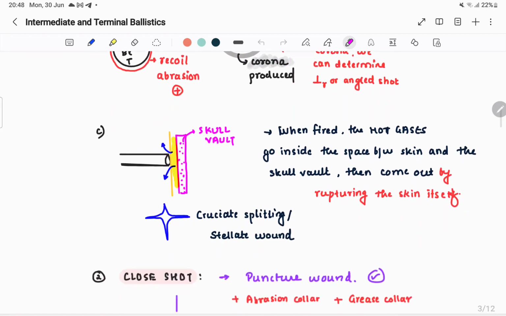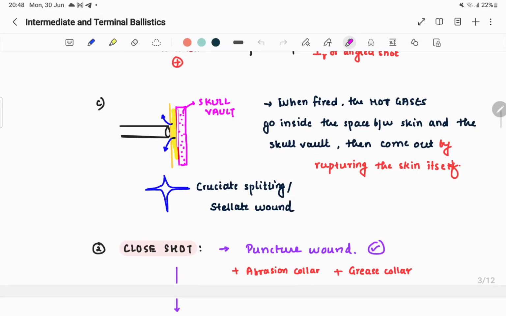Then the third possibility, if it is next to the skull. If the gun is pointed at the forehead of the person, the skull is there. This skull will give resistance, and this resistance ruptures the tissues and the skin, and the gas comes out. So the skin splits. This is called cruciate splitting or stellate wound.